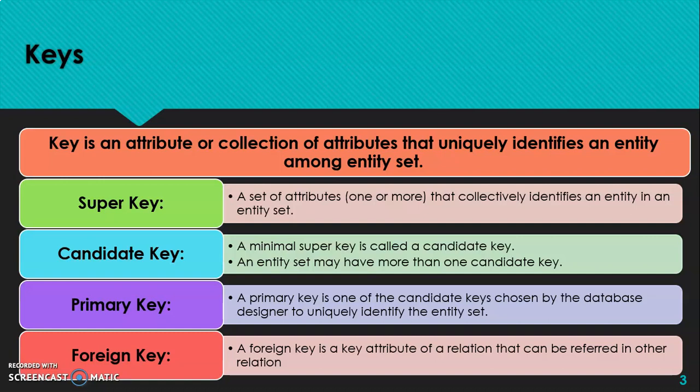Next we have a foreign key. A foreign key is a key attribute of a relation that can be referred to in another relation. It means that while using a foreign key we need to have two tables. Each table will have a primary key. If the primary key of a certain table is being used in another table, then that primary key in the second table becomes a foreign key. So a foreign key refers to the other relation.